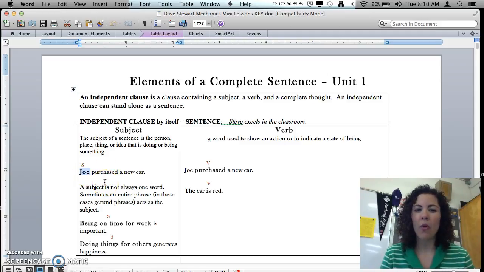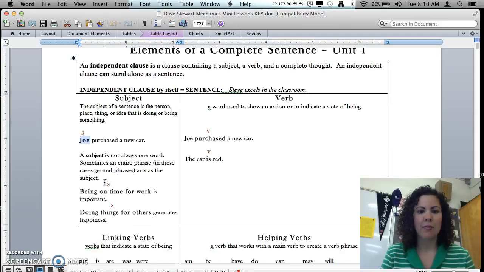A subject may not always be one word either. Sometimes it can be an entire phrase. In this case, we call it a gerund phrase, and it acts as a subject. So here we have being on time for work is important. If you want to write above here, if you can replace the phrase being on time with it, like it is important, then you know it's a subject. And then same thing here, doing things for others generates happiness. It generates happiness, so we know that that is a subject.